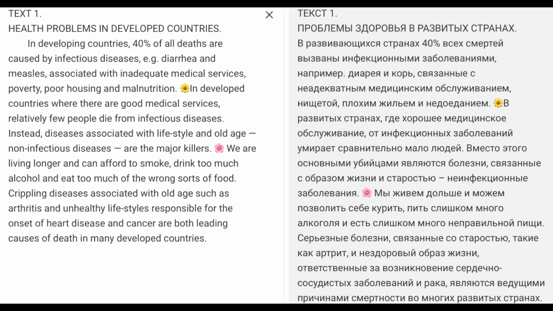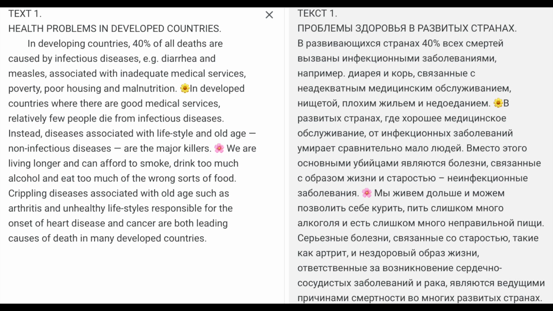Text 1. Health problems in developed countries. In developing countries, 40% of all deaths are caused by infectious diseases, e.g. diarrhea and measles, associated with inadequate medical services, poverty, poor housing and malnutrition.